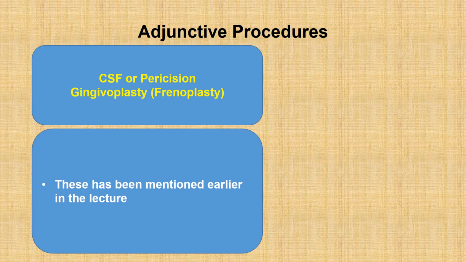Okay, now adjunctive procedures to enable enhanced stability. One is a precision, and another procedure is a phrenoplasty. So both of these have been mentioned earlier in the lecture.